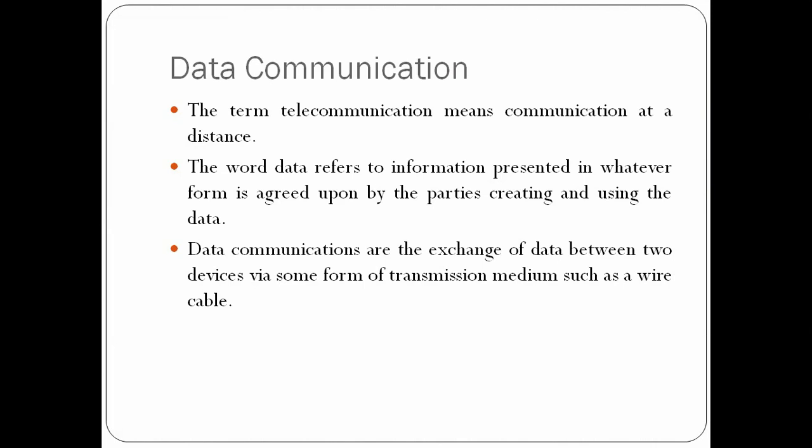So if I want to communicate some data to another person who is at a distance, we say that we are telecommunicating with the help of data. If we combine both of these definitions, data communication is nothing but the exchange of data between two devices via some form of transmission medium, such as a wire, cable, or the Wi-Fi medium. We will understand the different types of mediums in the later half of the class.